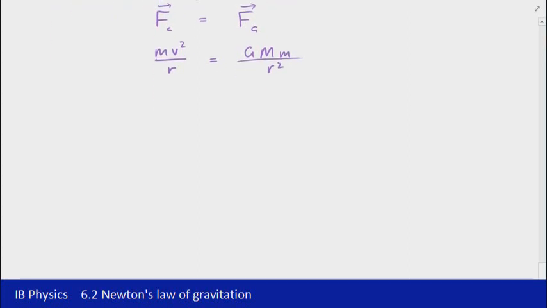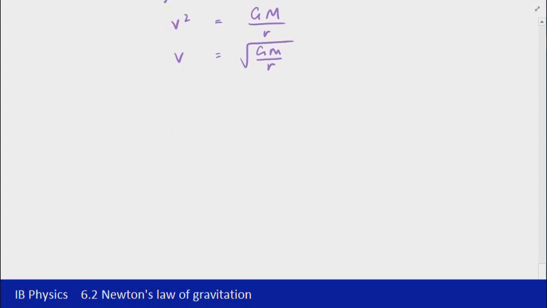You can see there's a few terms that we can cancel. The mass of the cannonball ends up cancelling, so the mass of the cannonball itself actually doesn't matter. And we've got an r in the denominator on the left hand side and r squared on the right, so we can cancel the r from the left and the squared from the right. We're then left with v squared being equal to GM on r, or the orbital speed being equal to the square root of GM on r.